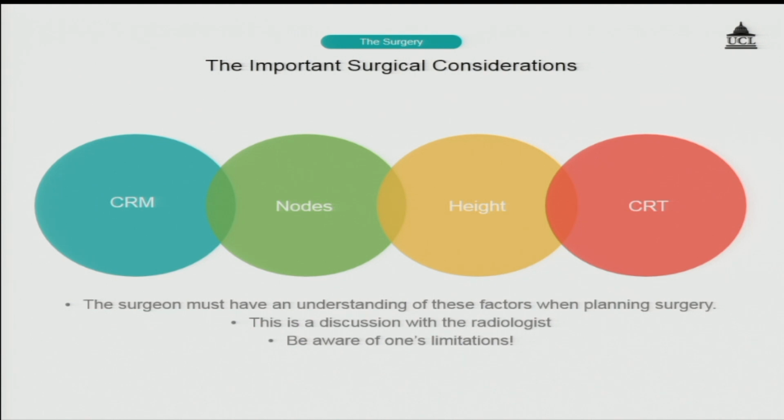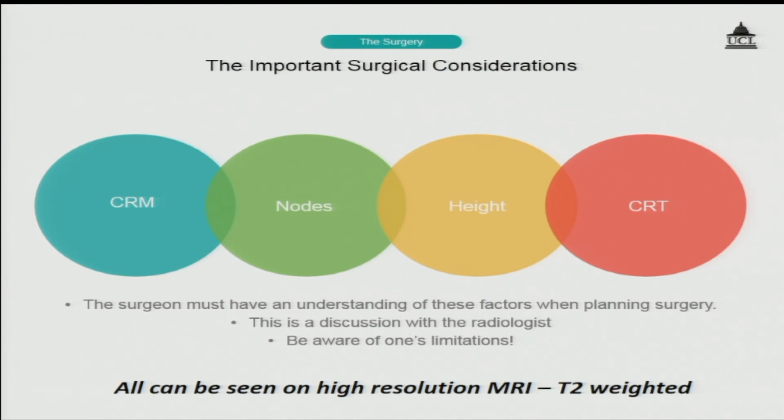We need to know about the circumferential resection margin. We want to know whether our patient has nodal disease. The height of the tumor can often determine our approach, and whether our patient needs chemoradiotherapy and the consequences that we've heard so eloquently earlier in the morning. We must discuss these factors not only within the forum of the MDT, but perhaps separately with our radiologist in planning the surgery. Fortunately, all of these features can be seen using a high-resolution protocol on T2 weighted images.